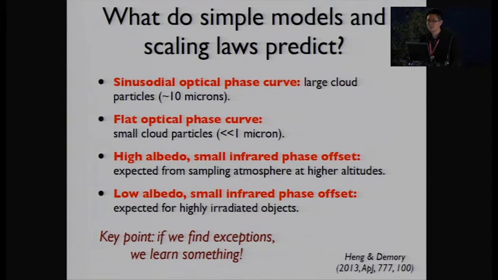And the point of this is that these are a bunch of falsifiable scenarios. You can go out, you can measure, you can prove them wrong, and if you prove them wrong, we hope that we learn something.